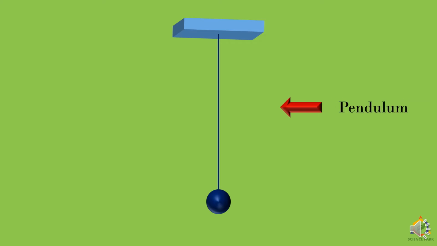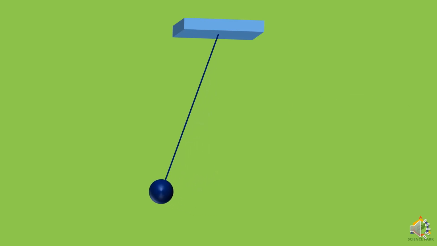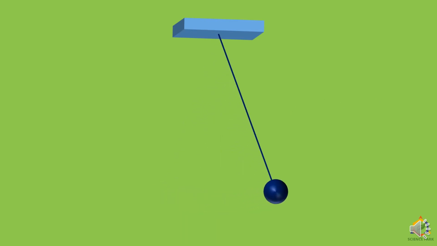Now we have a rigid ceiling to which we have attached a string and a bob, which is also called a pendulum. Friends, you might have seen such pendulums in hanging wall clocks. It moves to and fro. So we are going to understand the motion of the pendulum. Like I said, the motion is to and fro.